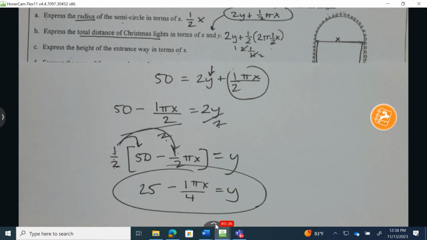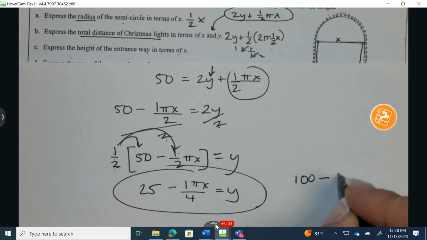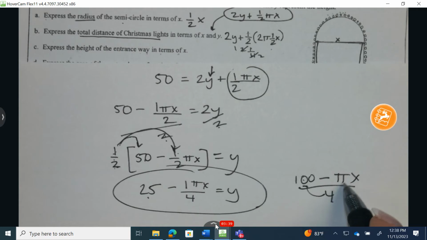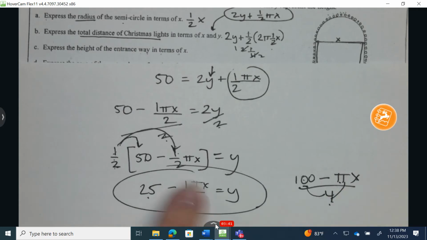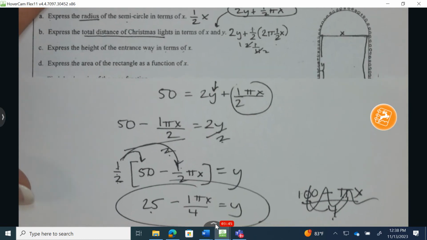By the way, you may have also seen a different answer. A different answer may have looked like this. I think that Mr. McFarland left his answer like this. But this is equivalent to this. Watch. 100 divided by 4 is 25, and then we have pi X over 4. I prefer this, but they're equivalent. Let's go on to part D.